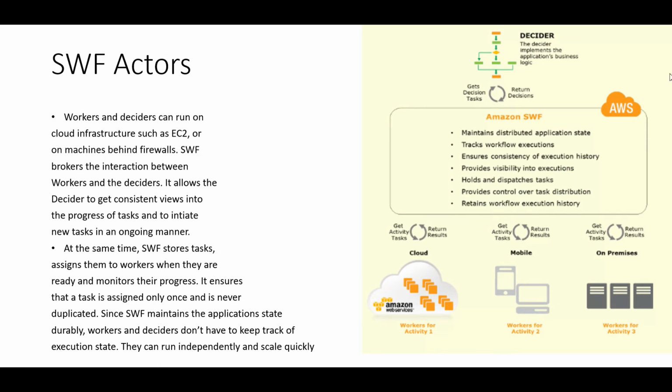Here you can see this is the decider. The decider implements the application business logic. Then it gets decision tasks, returns the decision, goes to Amazon SWF, and then to the cloud or mobile, to the workers, you can say. So workers and deciders can run on a cloud infrastructure such as EC2 or on machines behind firewalls.